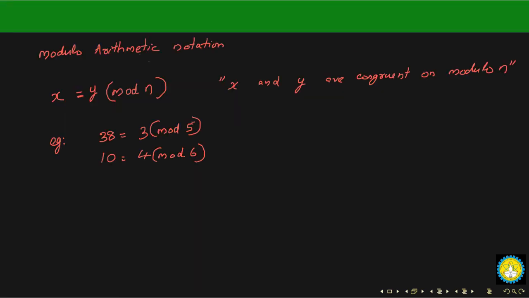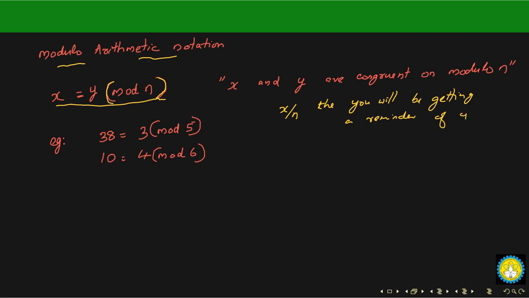So now let us look at what exactly a modulo arithmetic notation is. When we say that x equals y mod n, and mod n is written within brackets, that's very important. When you encounter such a notation, it means that if you divide x by n, you will get a remainder of y. So once again, when you divide x by n, you'll be getting a remainder of y. This is very important. In such a case we say that x and y are congruent on modulo n. Let's look at some examples, then it will become more clear.